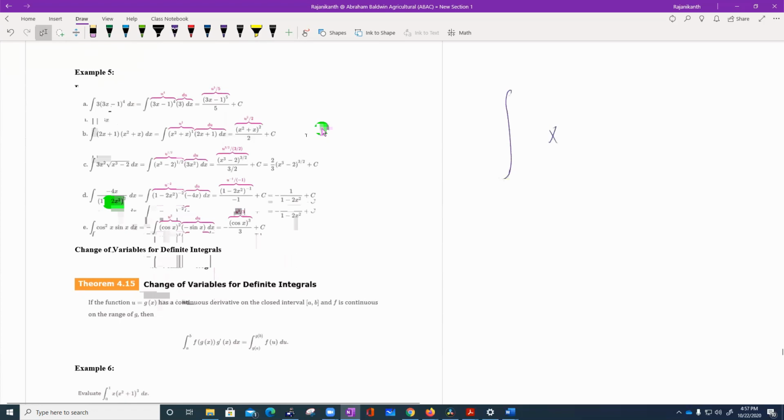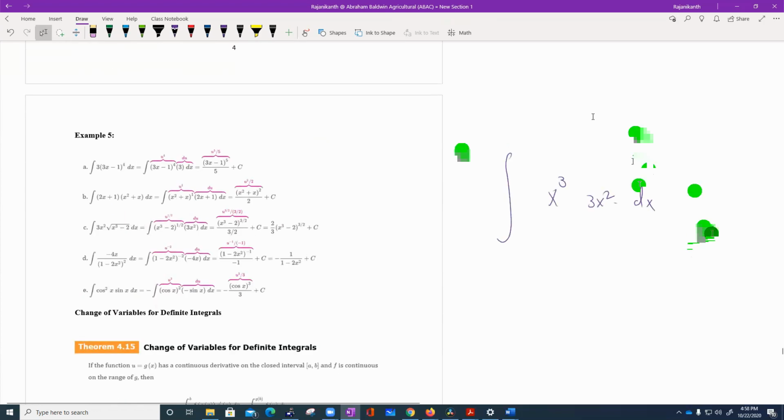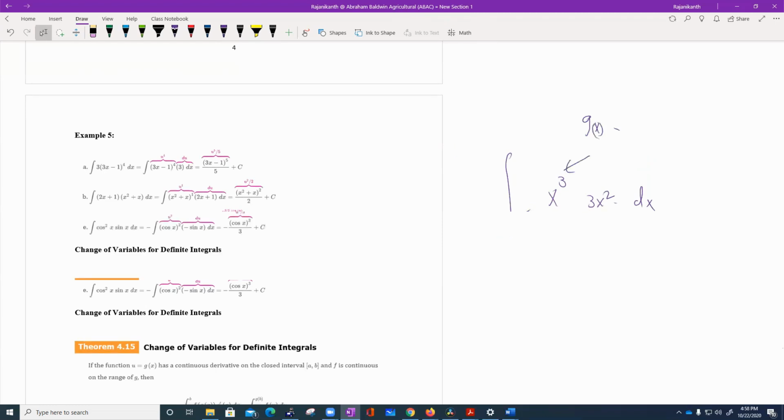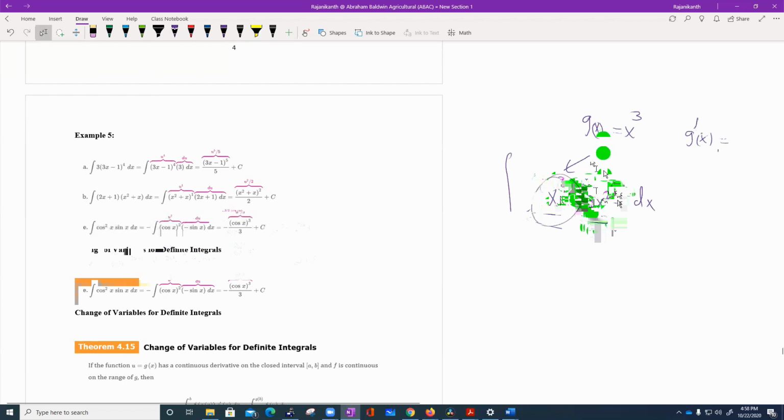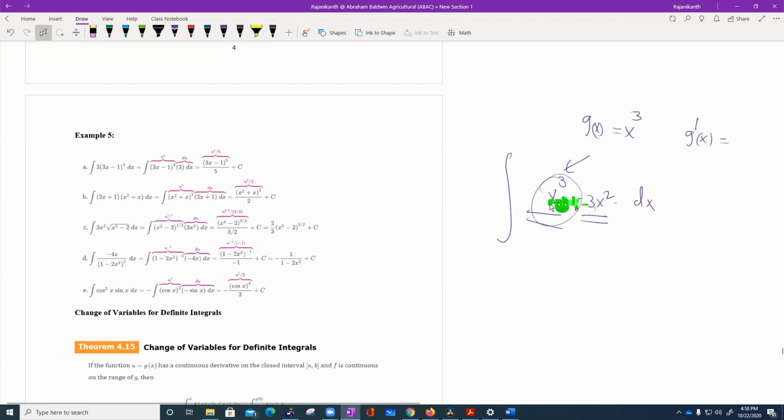Right. How do you find the integral of x cubed times 3x squared? Yes. Okay. You see there easily, right? The derivative of x cubed is what? If you keep g of x as x cubed, then what is g prime? 3x squared. You see here? So if you keep the first function as g function, then its derivative is right over here. If you see a pattern like this, you could always use this technique.